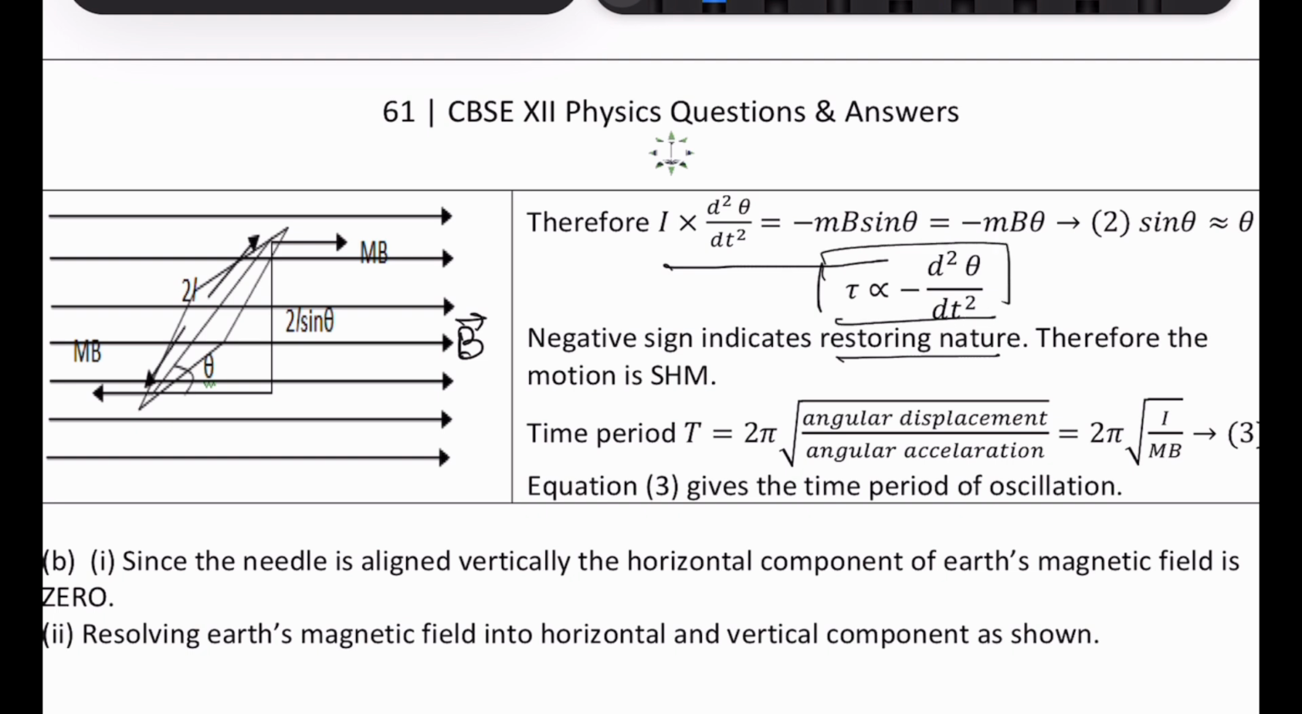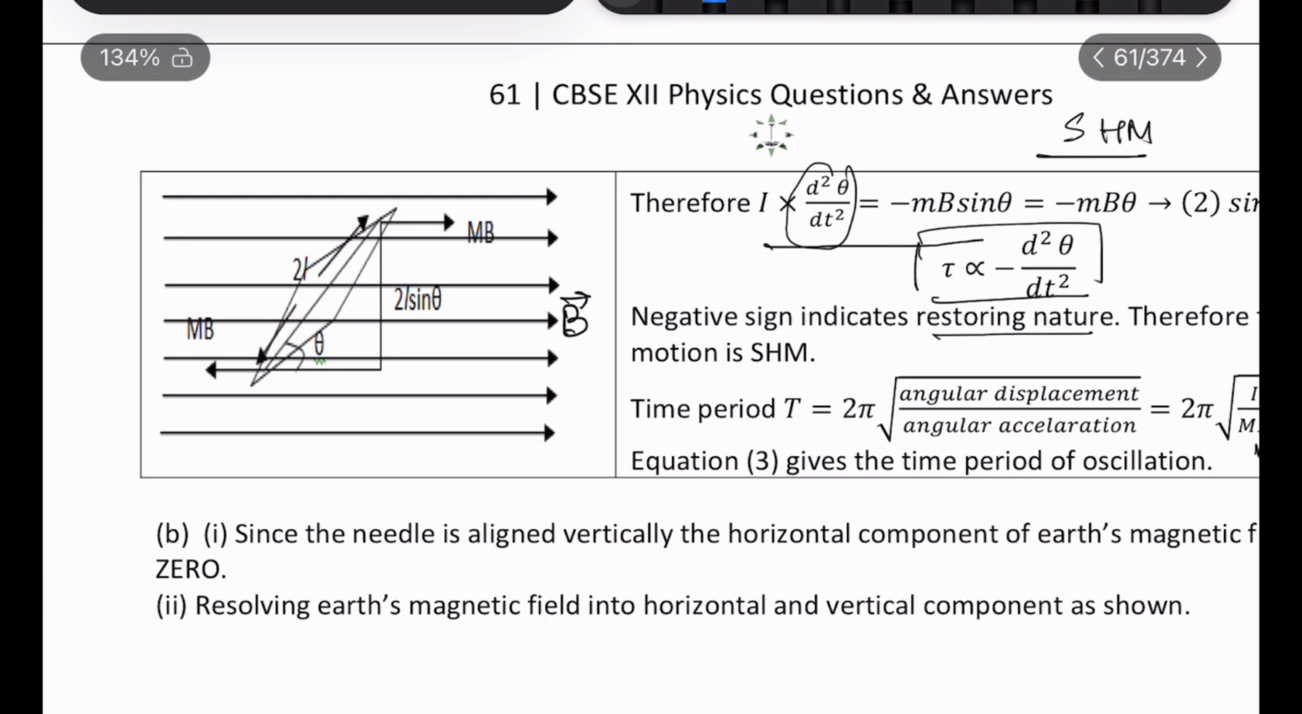Any motion in physics, if you want to prove that it is simple harmonic motion, SHM, then you have to show that acceleration and displacement are related with a negative sign, correct? And now the time period is root over 2 pi angular displacement by angular acceleration in case of rotational motion, and in case of linear motion it is simply displacement by acceleration, correct? So 2 pi root over I by mb is our time period, correct?